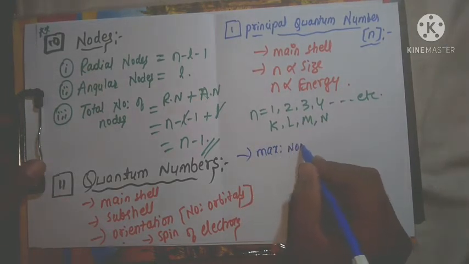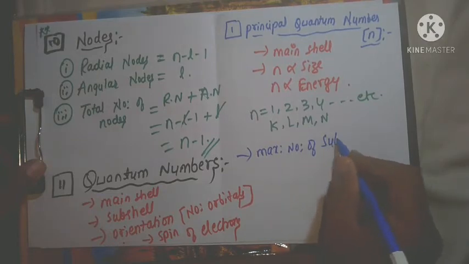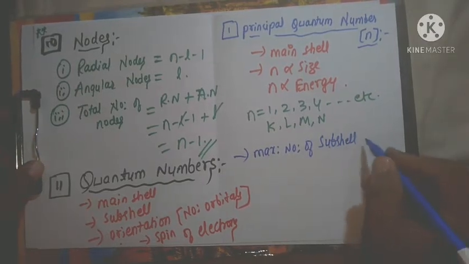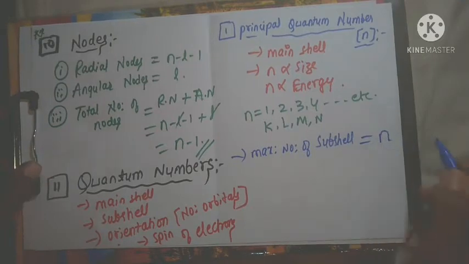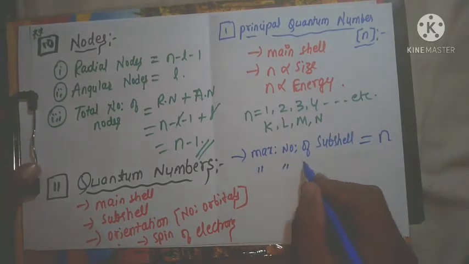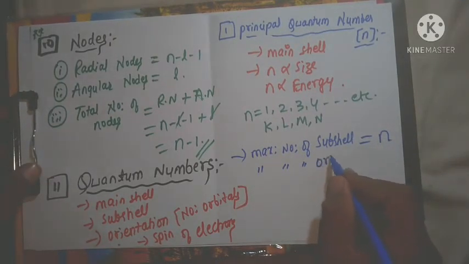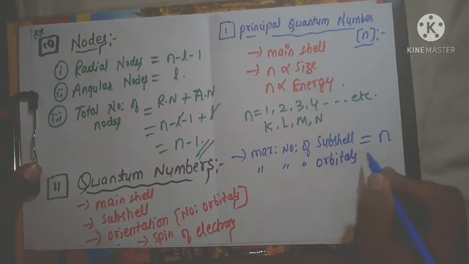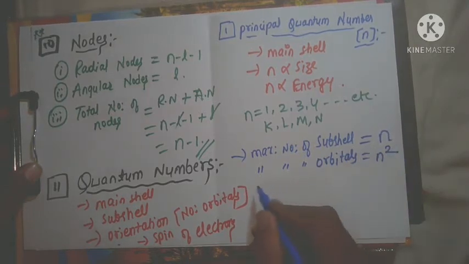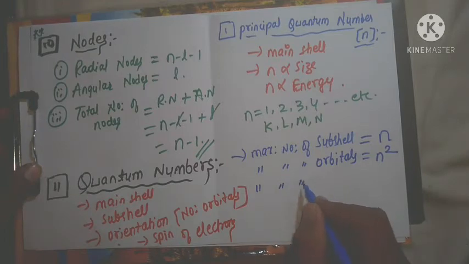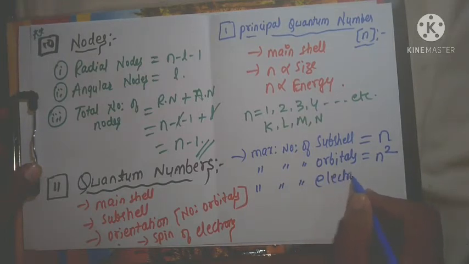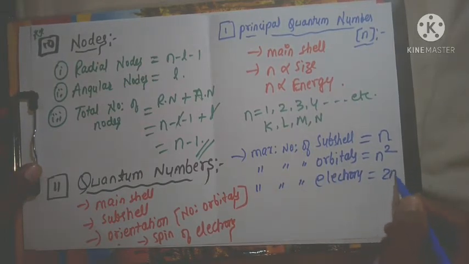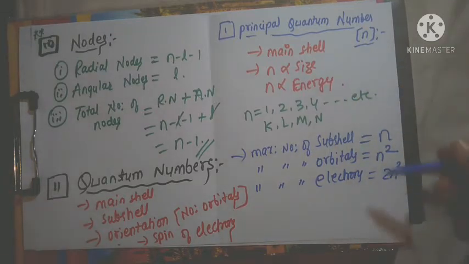The maximum number of subshells in a main shell is equal to n. The maximum number of orbitals in a main shell is equal to n square, and the maximum number of electrons in a given main shell is equal to 2n square. This much information you should remember about the principal quantum number.